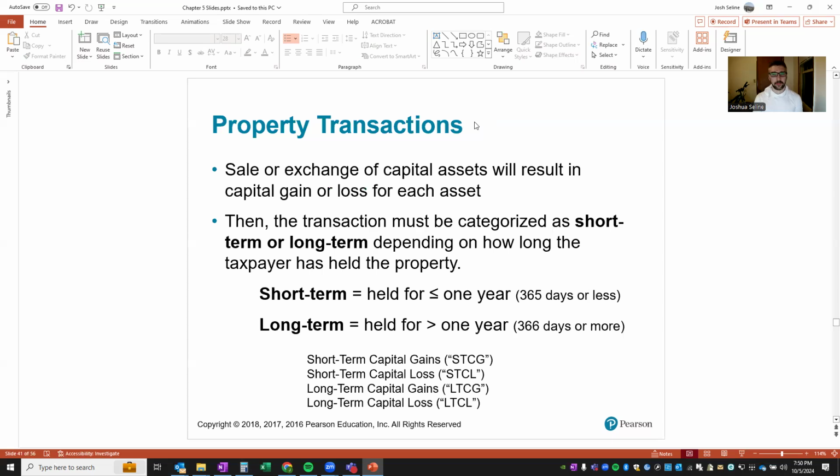Property transactions. This is where it starts to get kind of fun. Netting short-term, long-term, figuring out the holding periods based off property. The sale or exchange of capital assets will result in a capital gain or loss for each asset. That's straightforward. Then the transaction must be categorized as short-term or long-term, depending on how long the taxpayer has held the property. We went over this. Short-term is less than or equal to 1 year, and long-term is greater.